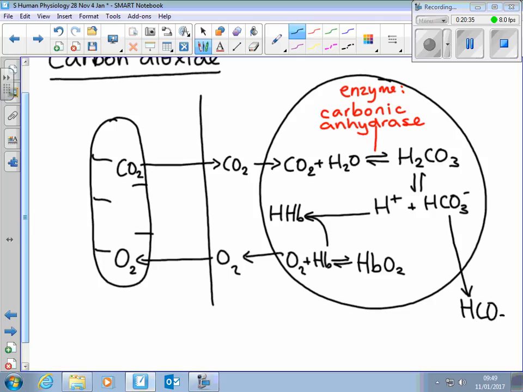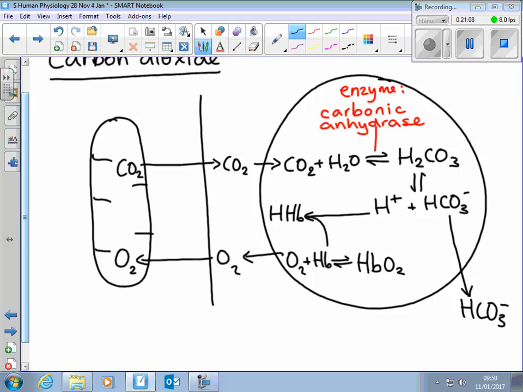The problem that we now have is actually that we've got an electrochemical gradient. By losing hydrogen carbonate ions, which are negative, we could end up with positively charged red blood cells. Now, that's not really going to work, because if all our red blood cells were positively charged, they'd all repel each other, wouldn't they? And that wouldn't really contribute to a very effective circulation if all your red blood cells were trying to get away from each other.